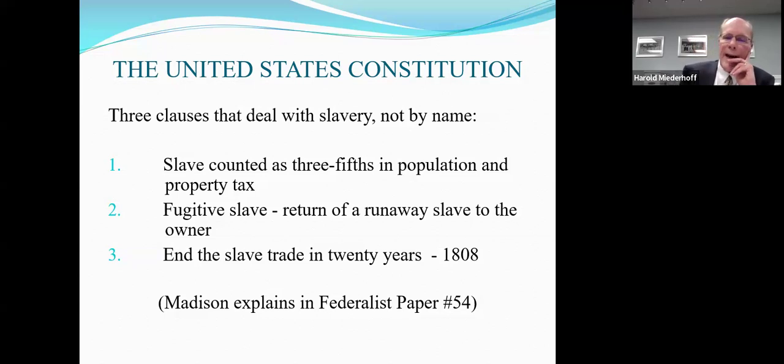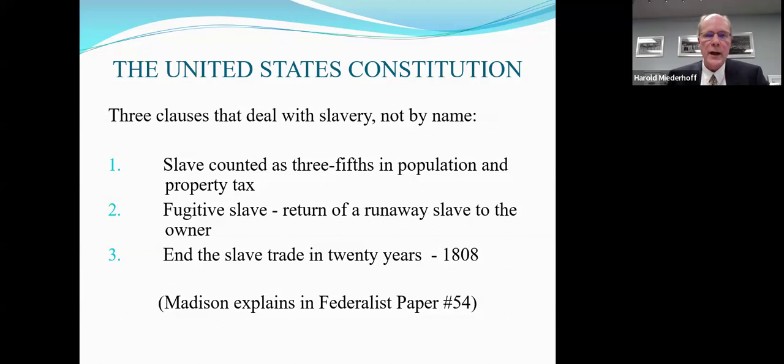And Madison basically explained this, quote, "It's a compromising expedient necessary to pass a constitution acceptable to all states." The concern was that the southern states would consider it unfair to include slaves in calculating taxes, but not for the number of representatives apportioned to the states.